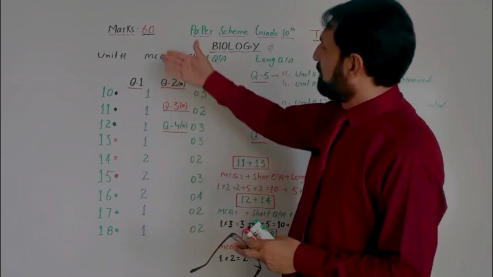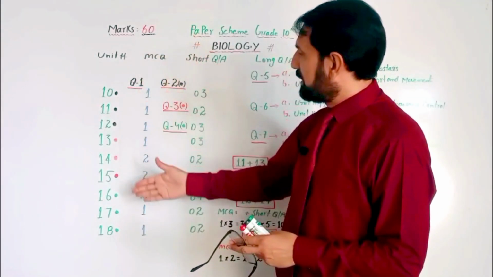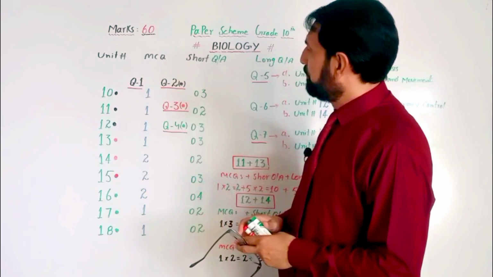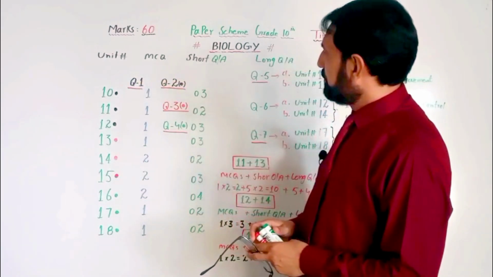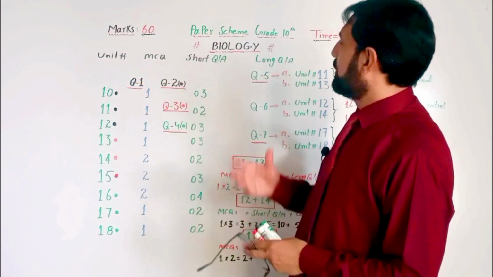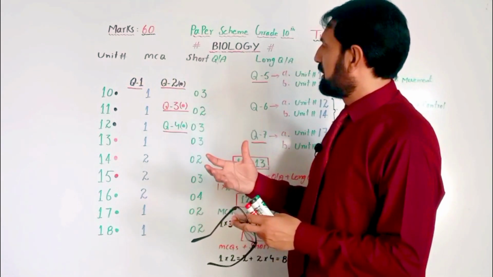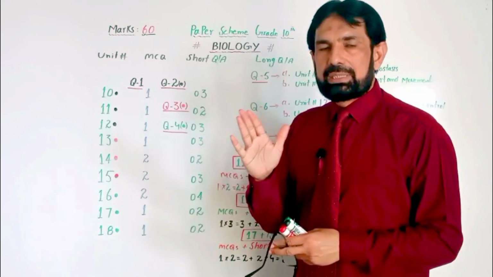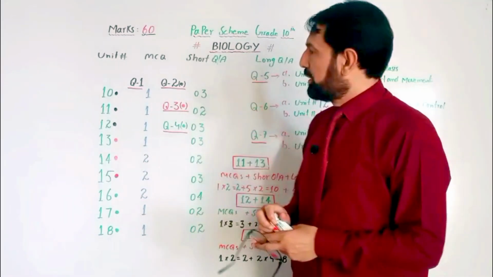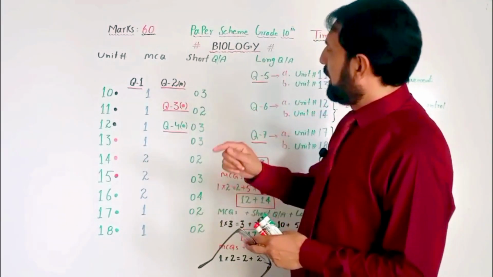First of all, I have listed the number of chapters. There are 9 chapters of biology. They will start from 10 up to 18. Then we will study how short questions are selected, how MCQs are selected, and what the paper settlement is for the long questions. So let's start with MCQs.